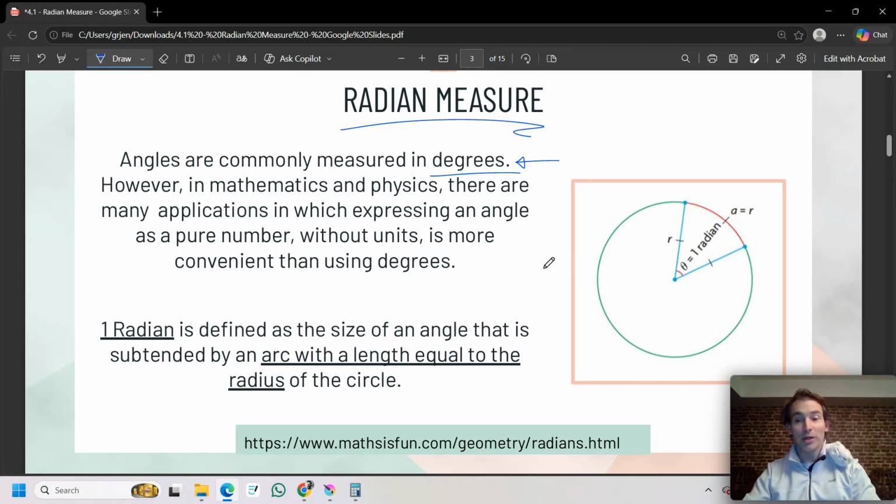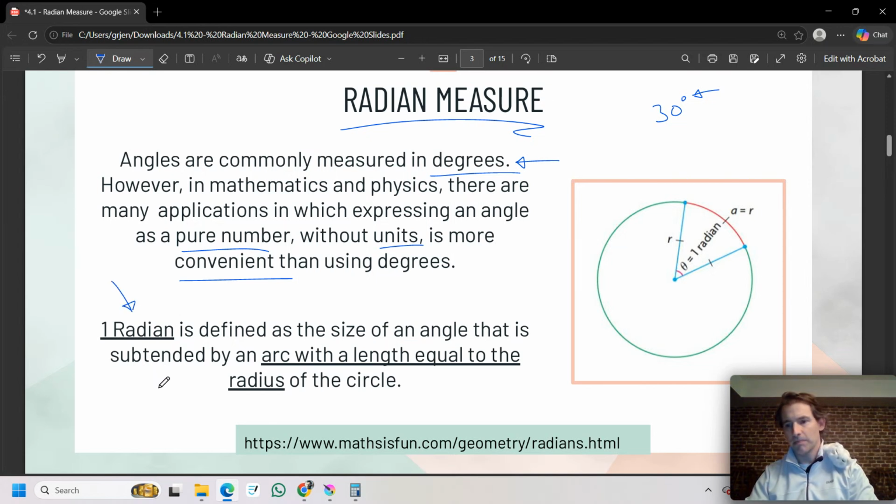But we're going to learn this new way because oftentimes it's advantageous to express the angle as a pure number without units, okay? When you talk about 30 degrees, that's a unit, okay? And radians don't have a unit. And that can be advantageous, okay? And it's more convenient.